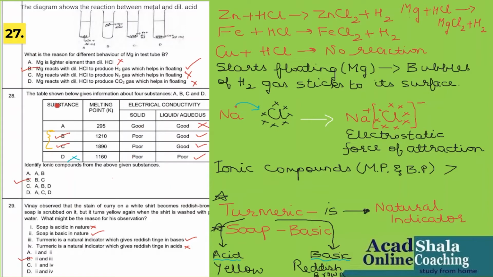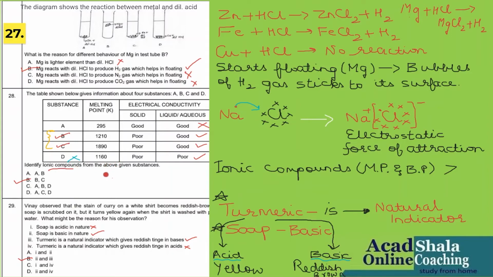Next question. The table shown below gives information about 4 substances A, B, C and D. Melting point is given. Electrical conductivity in solid as well as in liquid aqueous form is also given. They have asked us to identify ionic compounds from the given substances. Focus on these ionic compounds.